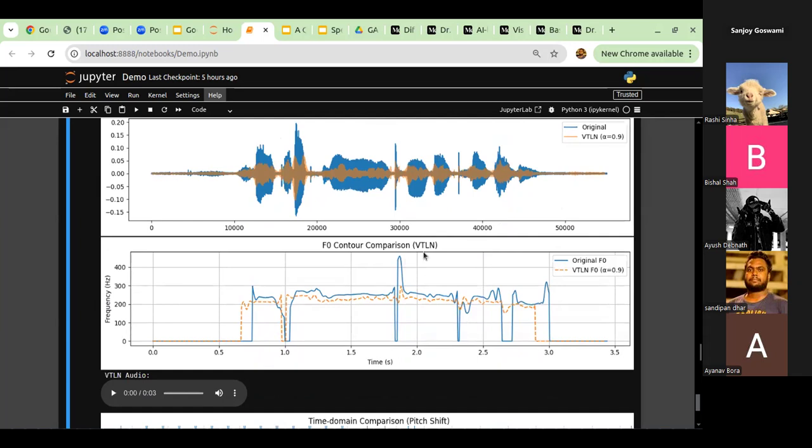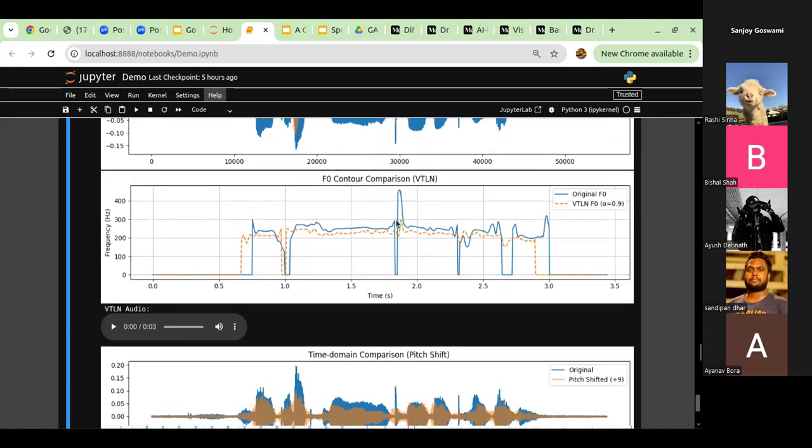Now let us consider I've done some pitch shift. The pitch was very high. I shifted the pitch quite low and loud.